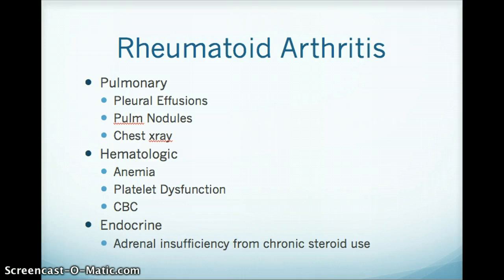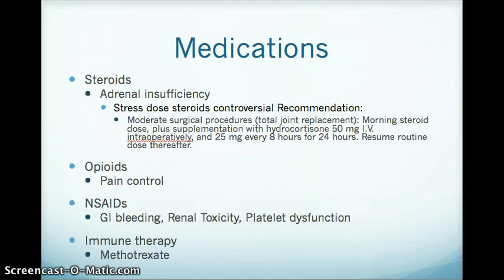Rheumatoid arthritis patients are routinely on steroids for disease management, and this can cause adrenal insufficiency. Common medications that orthopedic patients are prescribed preoperatively are systemic steroids, opioids and NSAIDs for pain control, and immune therapies such as methotrexate. Methotrexate is a leading therapy used for rheumatoid arthritis. It can cause leukopenia, thrombocytopenia, renal toxicity, and hepatic dysfunction.